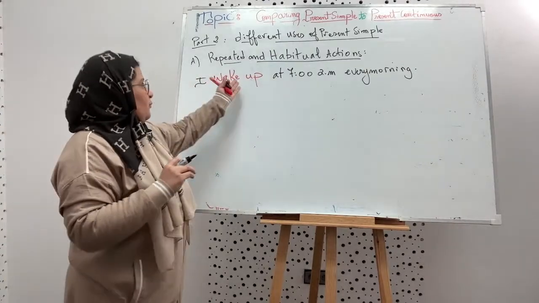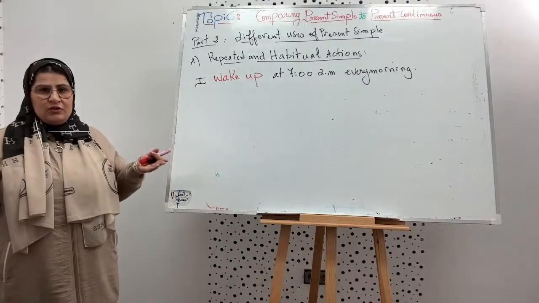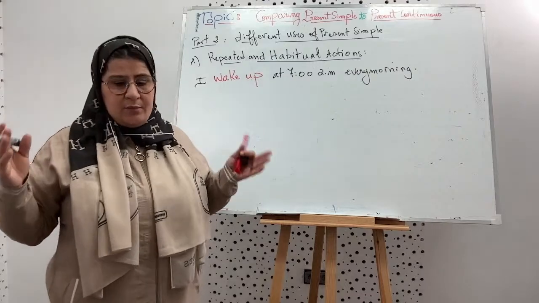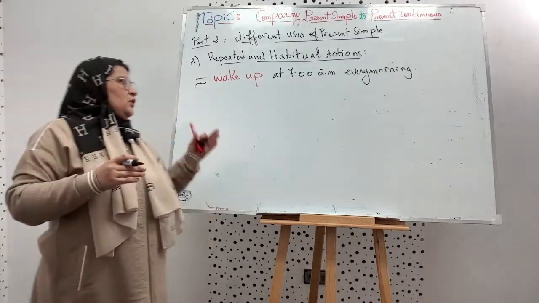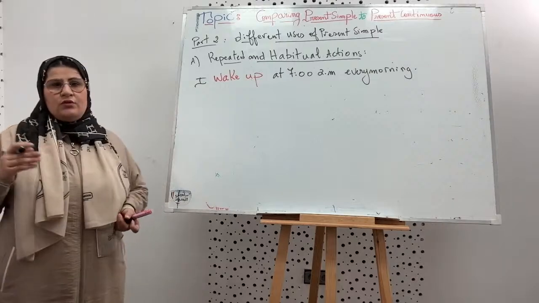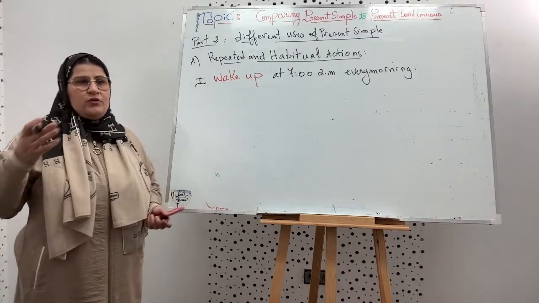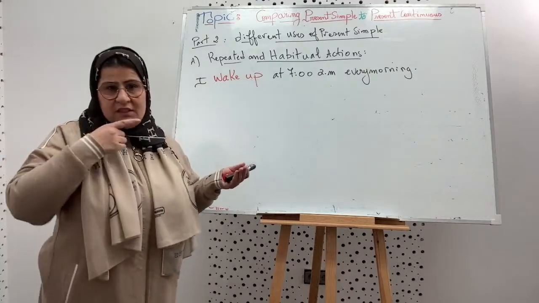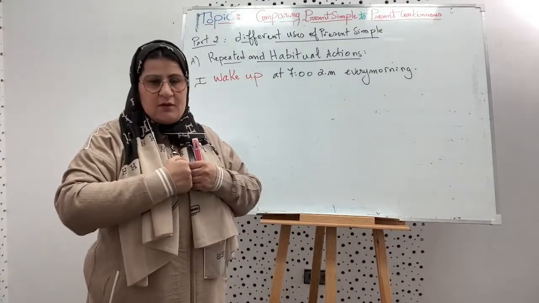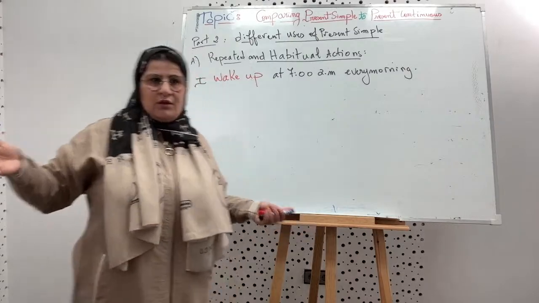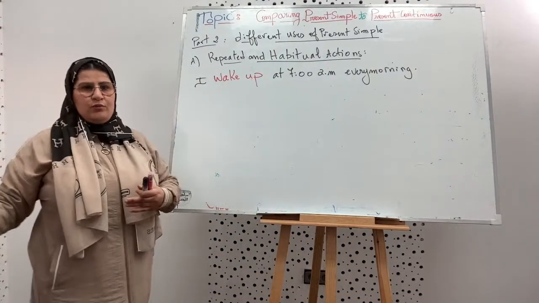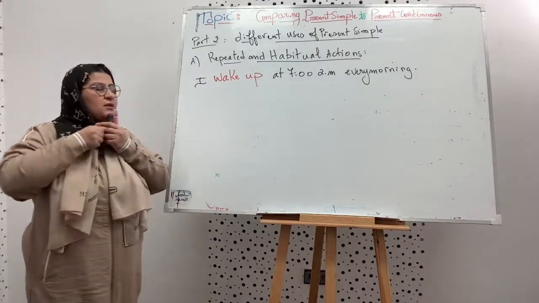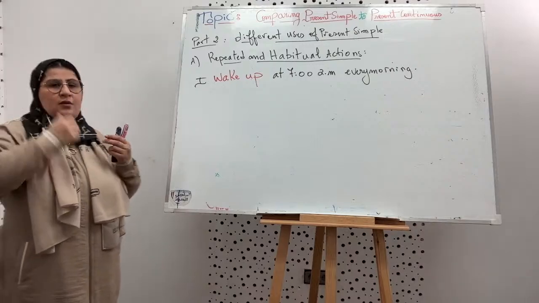Okay, I wake up at 7 o'clock a.m. every morning. I'm talking about my repeated action. I'm talking about my habitual action. Every morning I wake up at 7 a.m. Then, normally you ask someone, what's your habit? Every day. You say, every day I wake up at 7 o'clock a.m. I brush my teeth, I get dressed. Okay, for example, then I go to work. Sometimes I have a shower, I take my breakfast, etc. Then I go to work. So look at the activity. The activity is repeated and is habitual.